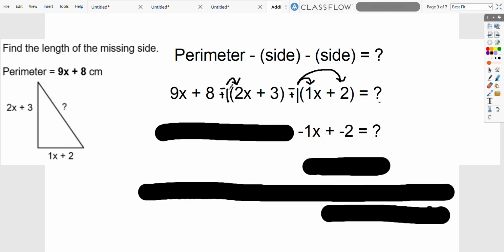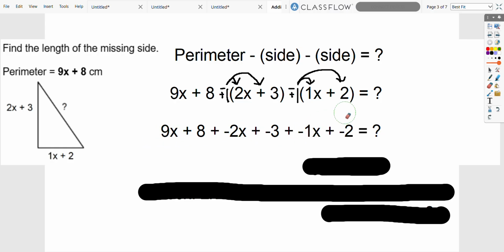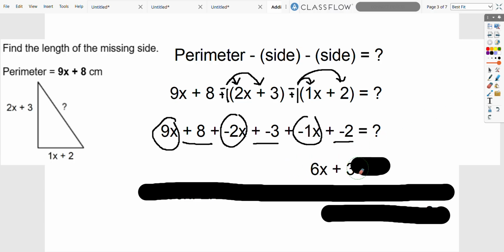We do the same thing with this negative 1 here, right? So those become negative 2x plus negative 3. And then we bring down that 9x plus 8, and then we combine our like terms. We combine the 9x with the negative 2x with the negative 1x. We combine the 8 with the negative 3 and the negative 2. We put those in the calculator, and we get 6x plus 3.